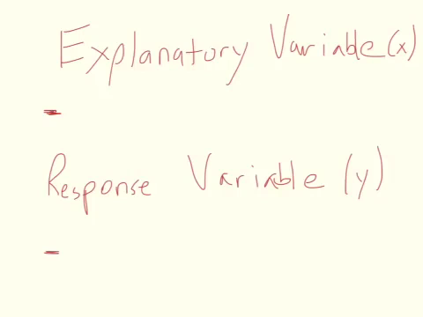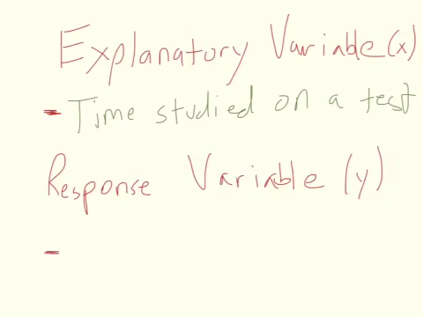An example of an explanatory variable could be time studied on a test. The response variable for this explanatory variable would be the grade you make. So if you put in 1 hour to study on the test, you might make a C. If you put in 5 hours to study for the test, you might make an A. So 1 hour might correlate to 75, 3 hours might correlate to 95.